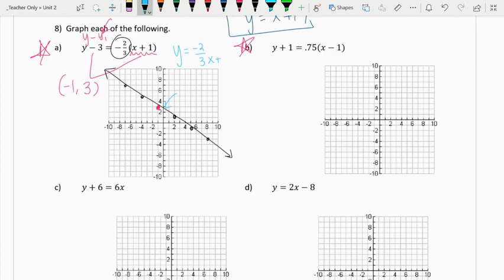All right, letter B. So again, we're going to pull out our point first. So this would be (1, negative 1). And that's because this is a positive 1 and this is a negative 1. So we move over 1, down 1, and then we move our slope of 0.75. Well, that's kind of hard to do. So we need to think of that as a fraction. As a fraction, that would be 3 over 4. So up 3 over 4, up 3 over 4. And then in the other direction, down 3 over 4, down 3 over 4.